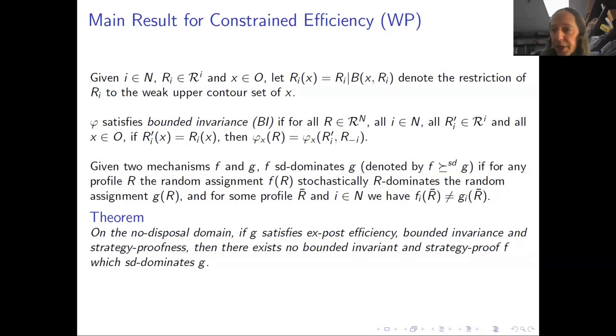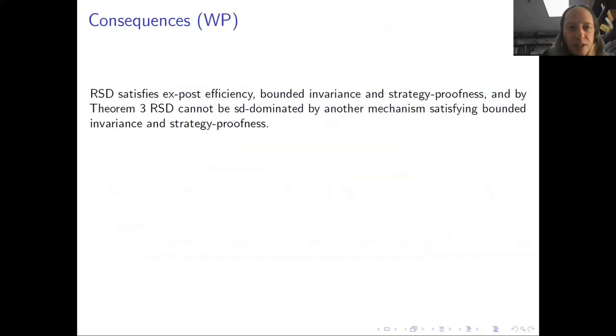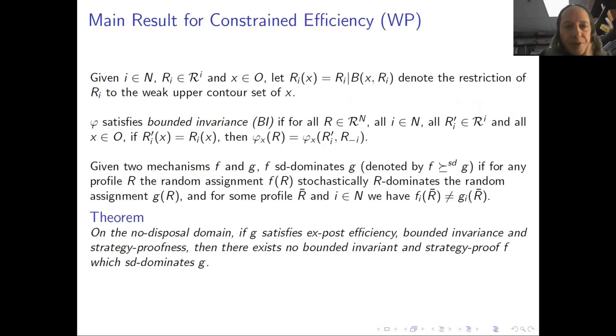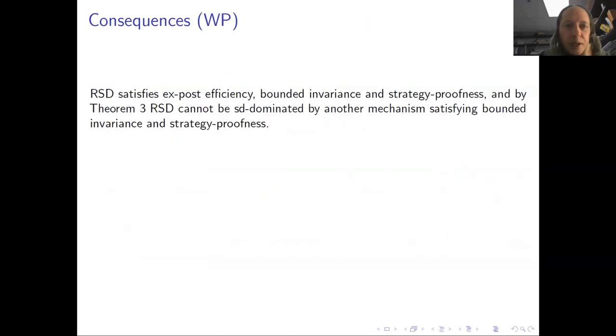The proof is quite involved. It takes like six pages and has some double induction. The induction basis is very difficult, and the induction step is even more difficult. But the consequence, of course, is that now RSD satisfies all the properties, so it cannot be SD dominated by other mechanisms of this type.